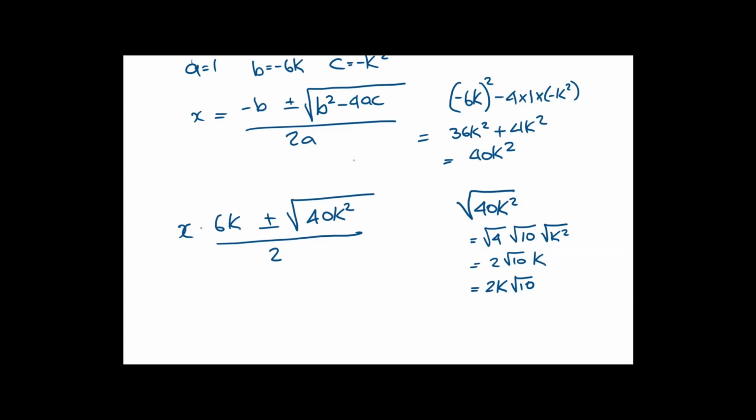So now we're almost done. So x is going to be equal to 3k plus or minus, 6 divided by 2 is 3, so 3k plus or minus k square root of 10, which I guess you could maybe factorize if you really wanted to. I don't think it makes much of a difference, but that would be the answer.